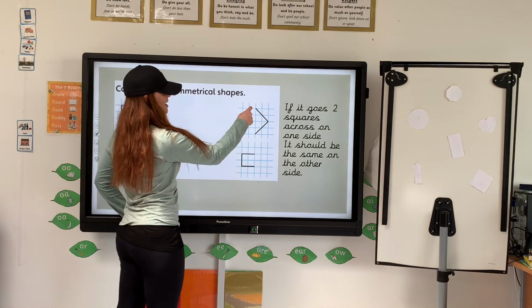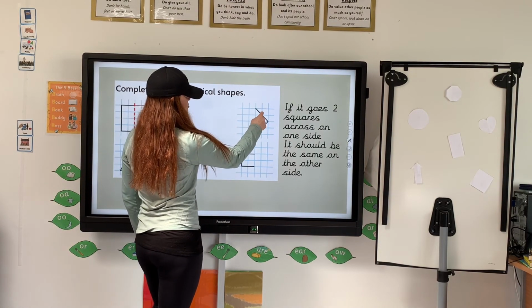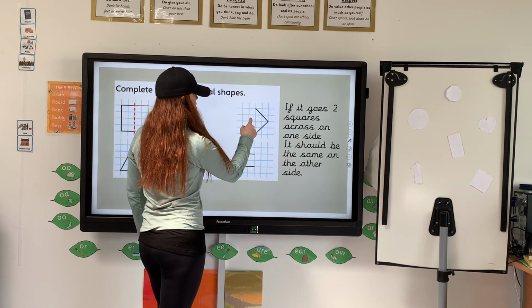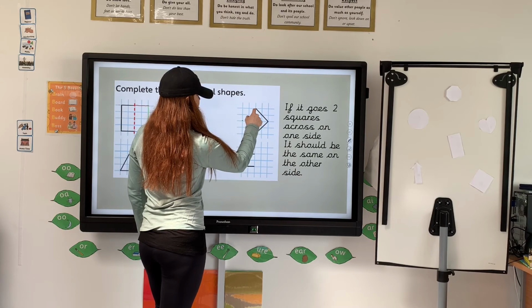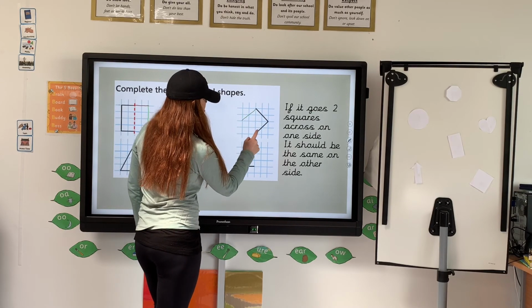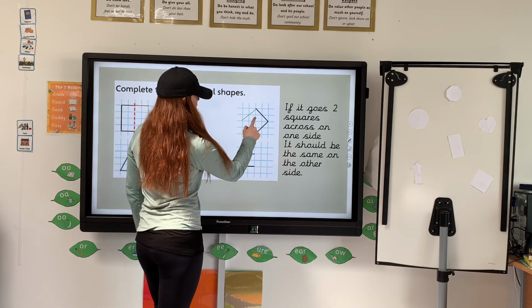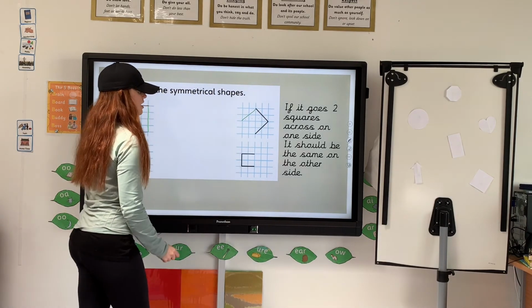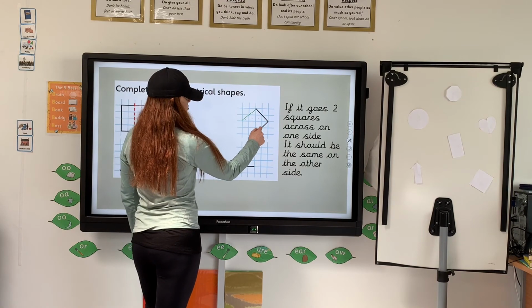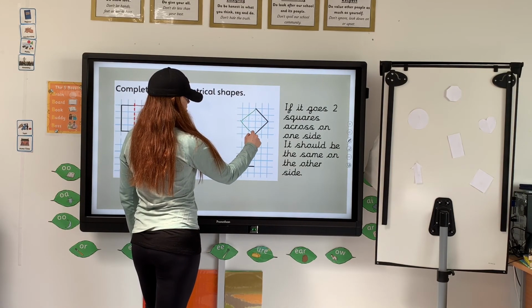Same here, so seeing how many squares diagonal it's gone down. So 1, 2. So I know it's going to go 1 to here. And then you can see it's the same amount out. So you can see here, it's 1 square and a half, and you can see here it's 1 square and a half. It's exactly the same. And then the same here. So 1, 2. I'm going to join it up.